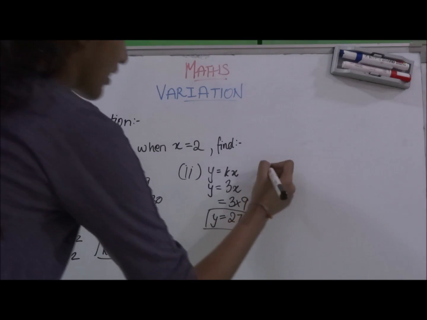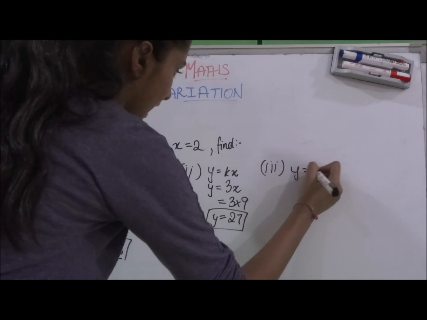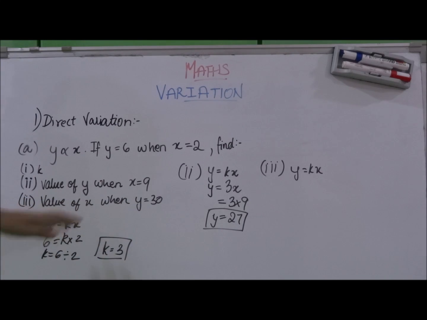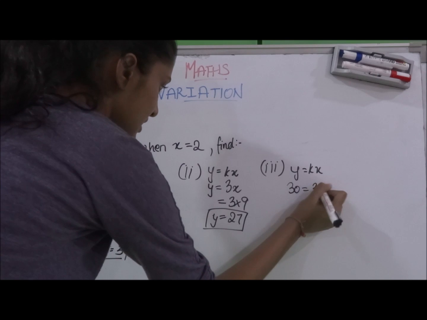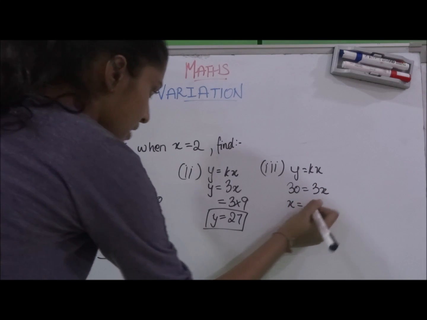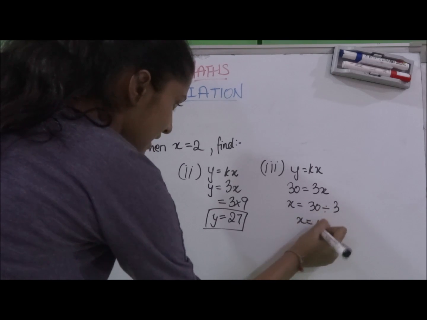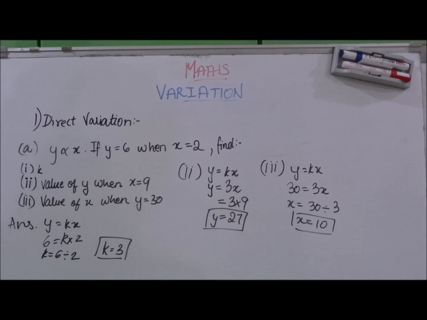Let's take the third one. Again, we use the formula y is equal to kx. So, we have the value of y, which is 30, and we need to find out the value of x. So, 30 is equal to 3x. x will be equal to 30 divided by 3. Therefore, x is equal to 10. When x is equal to 10, y is equal to 30.